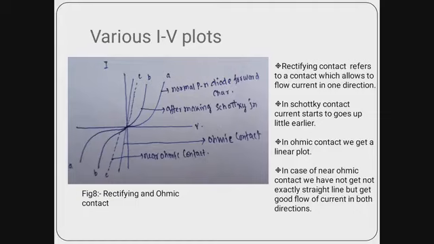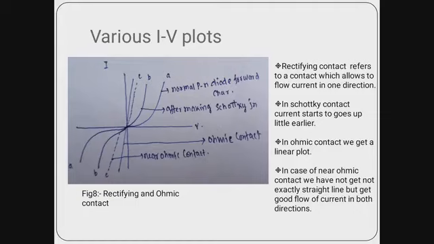Schottky junction is one kind of rectifying contact junction. Here we can also see that after a certain point the voltage becomes constant and the current increases rapidly. But what is the difference between the Schottky and normal PN diode characteristics plot? The difference is that the Schottky contact current starts moving up a little earlier as compared to the PN diode characteristics curve.